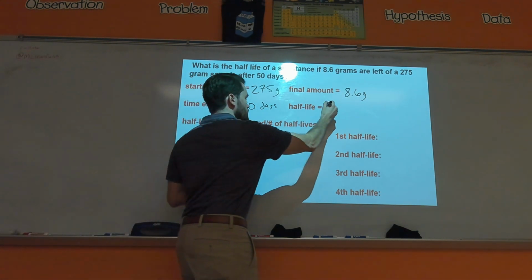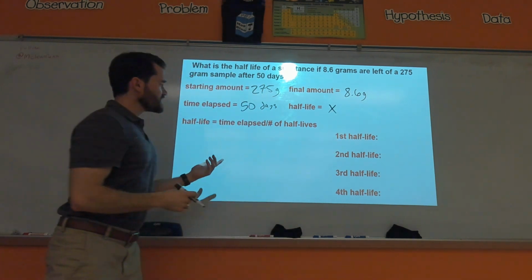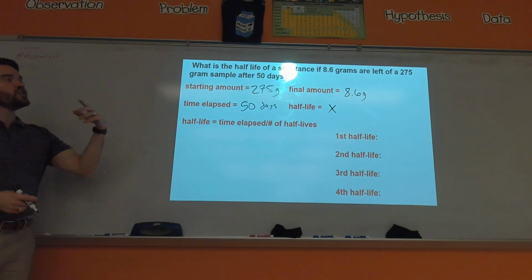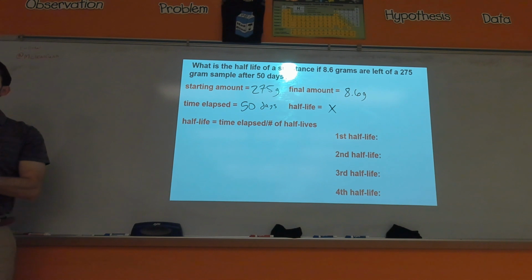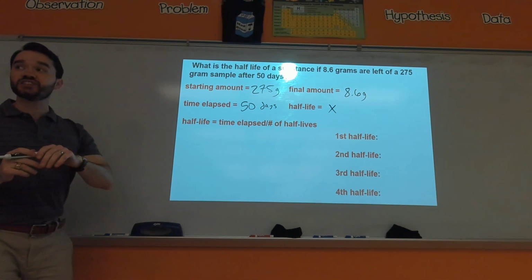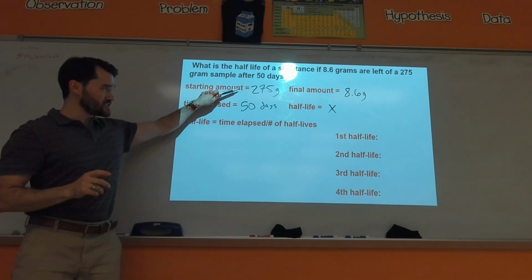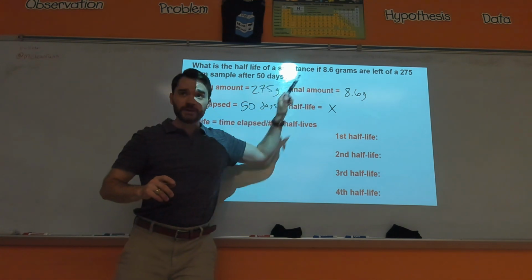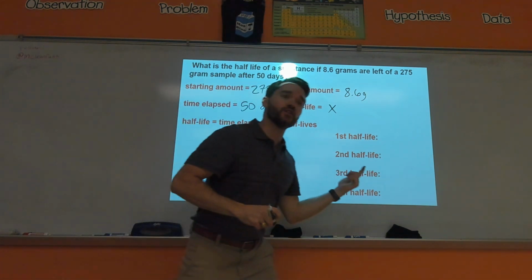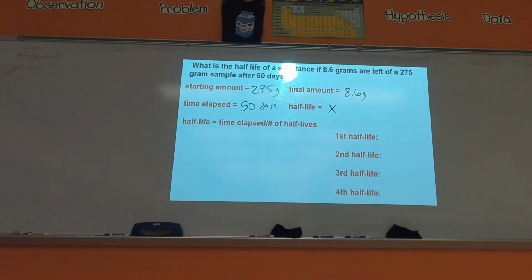All right, cool. So, to find our half-life, what you want to ask yourself is, how many half-lives did I have to do to go from 275 to 8.6 grams? Or another way of saying it is, how many times do I need to divide 275 by 2 to get to 8.6?